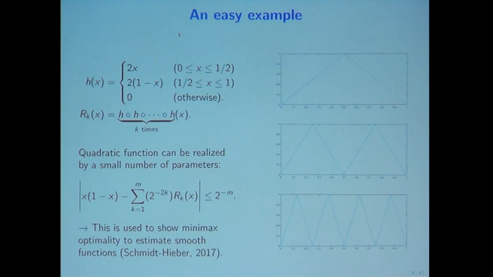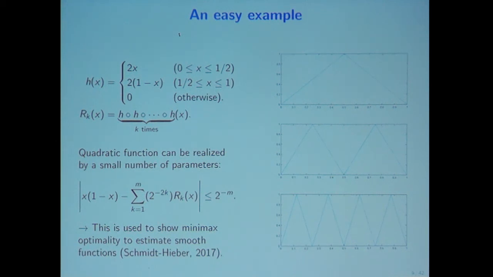Okay, this is an easy example. Here H is a very simple piecewise linear function. Suppose that we apply H k times, then we get a sawtooth function. The sawtooth function has 2 to the power of k edges, so it is very complicated. If we realize this function by a shallow neural network, we need an exponentially large number of units. So in this case, the deep neural network is more efficient. Based on these observations, there is an interesting fact that the quadratic function can be approximated by the weighted sum of these sawtooth functions.